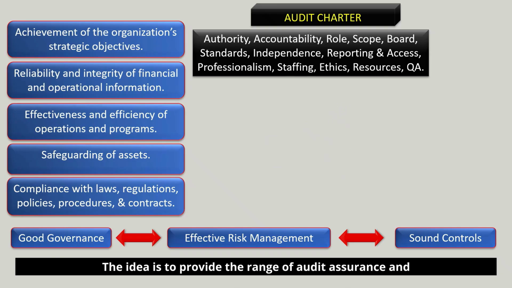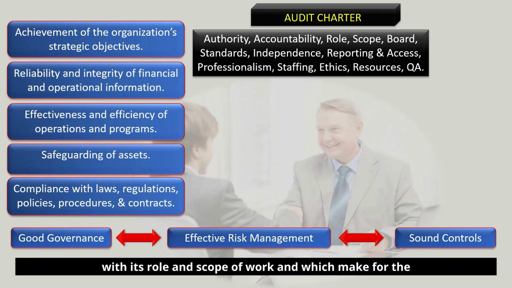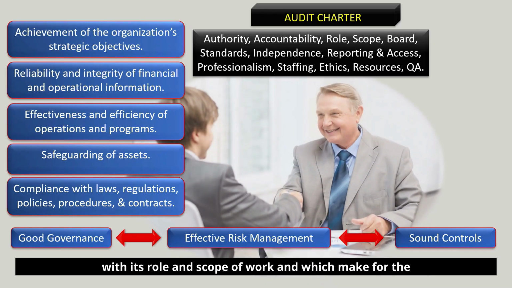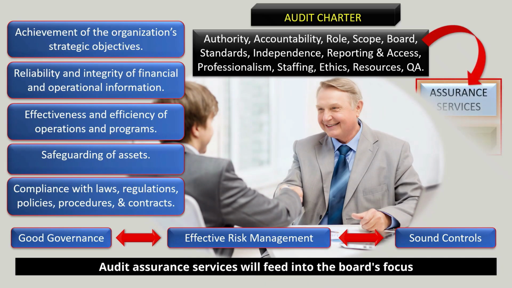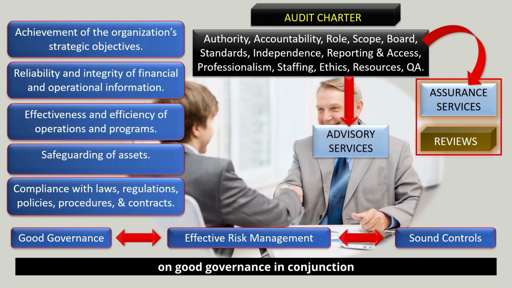The idea is to provide the range of audit assurance and advisory services that fit in with its role and scope of work, and which make for the best use of resources. Audit assurance services will feed into the board's focus on good governance in conjunction with the corporate assurance map. Assurance work has 3 main parties, as the auditor reviews different parts of the organisation and how they deal with significant risks. That is the responsible manager, the internal auditor, and the board, normally via their audit committee. While advisory work has 2 parties, the auditor and the responsible client manager who commission the work.